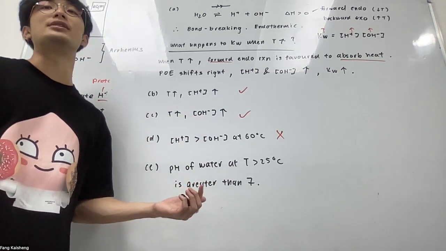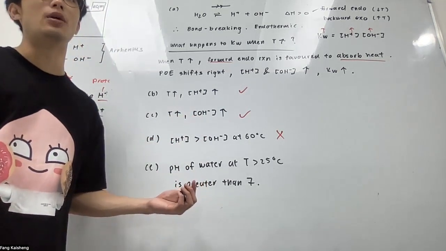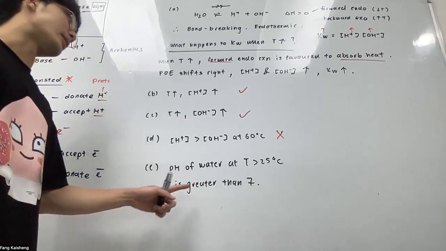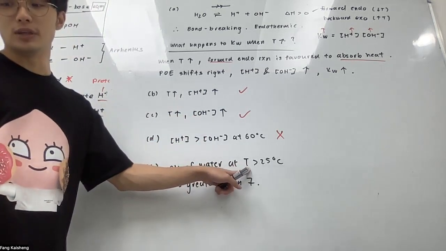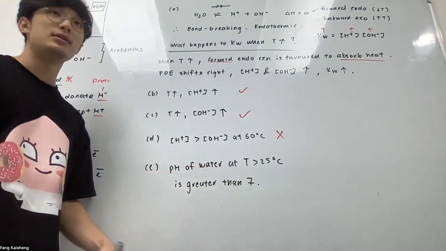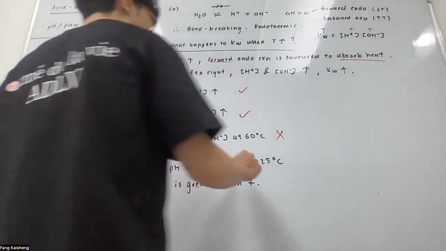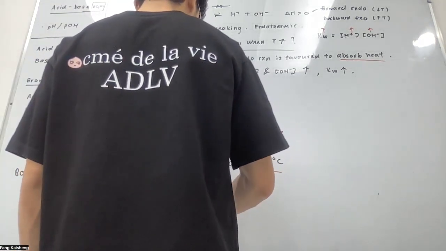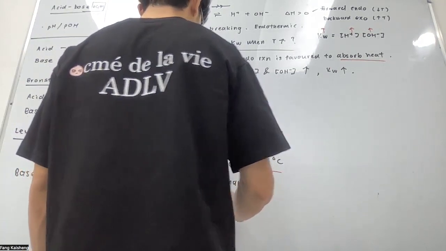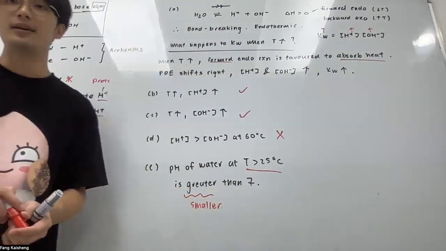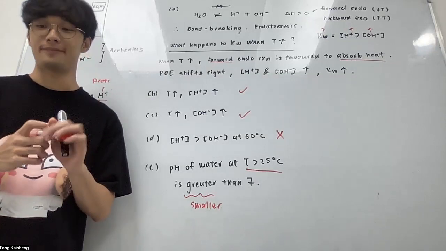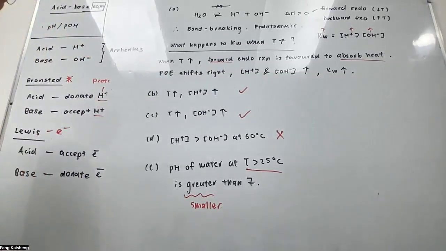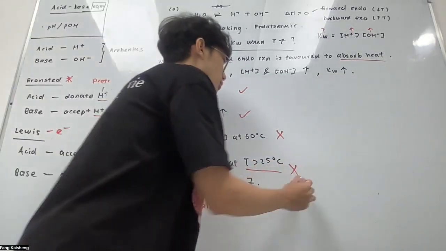Part E, there's no concept involved. You just need to look at the table on the previous page. Okay, at temperatures higher than 25 degrees, what's the pH? At temperatures higher than 25, the pH is all smaller than 7, right? Based on your own calculations. So E is wrong.